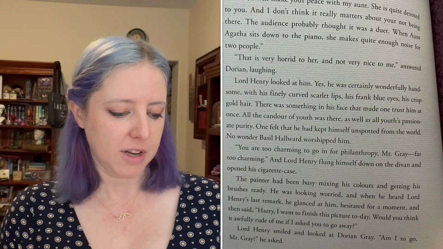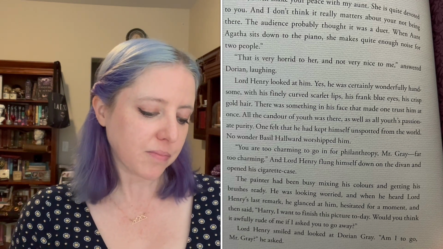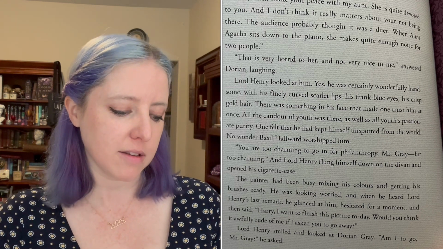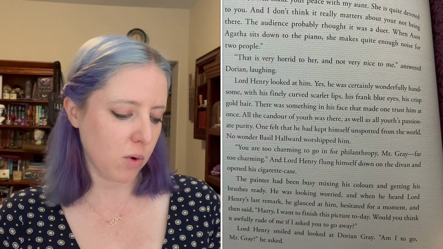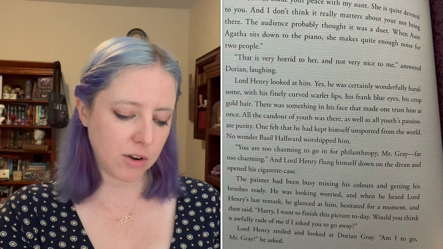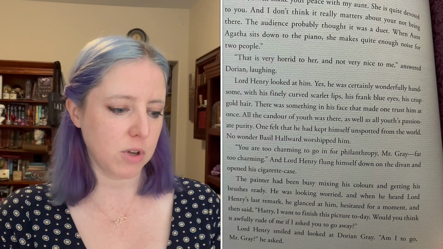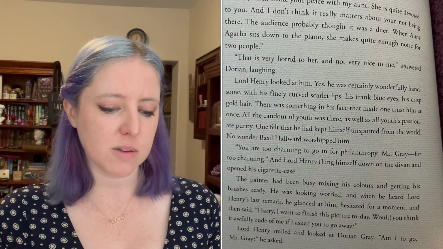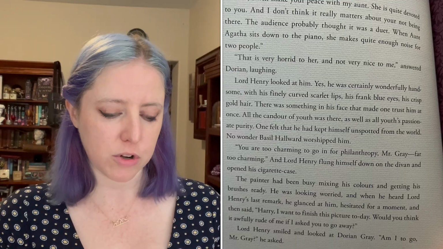So I'm just going to take a look at the first physical description that we get of Dorian, because his physical description is central to not only his character, but the book as a whole. Obviously, The Picture of Dorian Gray captures only his physical appearance. So it says, Lord Henry looked at him. So it's through Lord Henry's eyes at first, which is interesting. "Yes, Dorian was certainly wonderfully handsome, with his finely curved scarlet lips, his frank blue eyes, his crisp gold hair. There was something in his face that made one trust him at once. All the candor of youth was there, as well as all youth's passionate purity. One felt that he had kept himself unspotted from the world. No wonder Basil Hallward worshipped him."